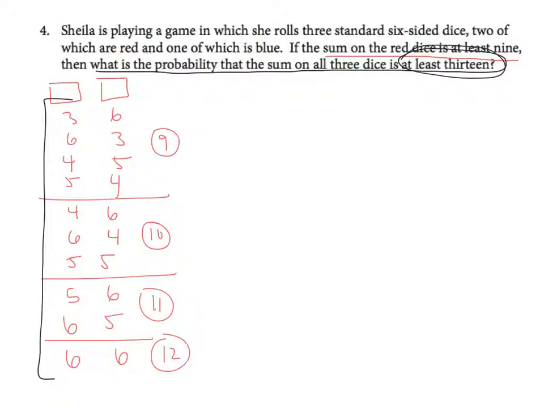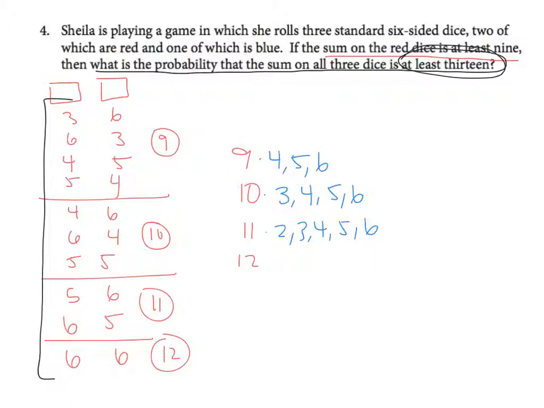If I get a 9 on my red, I'm going to need at least a 4 on my blue, a 4, 5, or 6. If I get a 10 on my red and I want a sum of at least 13, I'm going to need a 3, 4, 5, or 6. If I get an 11 on the red, then I'm going to need a 2, 3, 4, 5, or 6. And lastly, if I get a 12 on that red, then I need a 1 through 6, so it doesn't matter what I get on the blue.